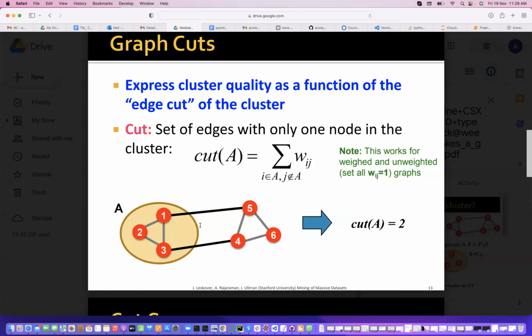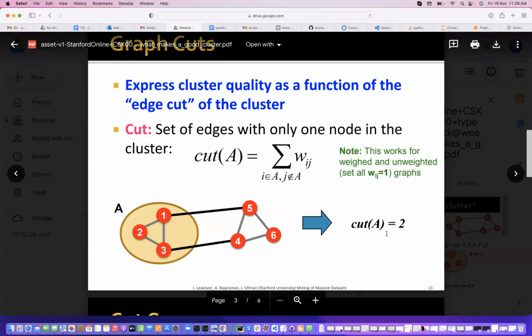In this case, it is an unweighted graph. Each edge we will give 1. So what is cut(A) here? How many edges are going out? Only 2 edges. Each we are assigning weight 1 because it is unweighted. You get 2. Cut(A) equals 2.